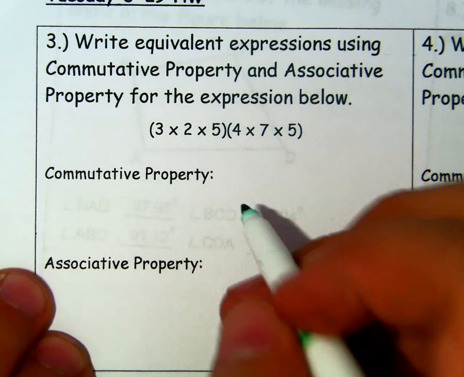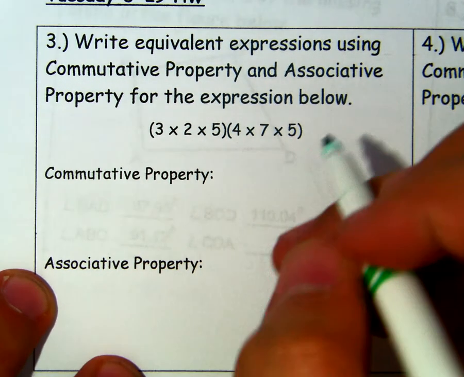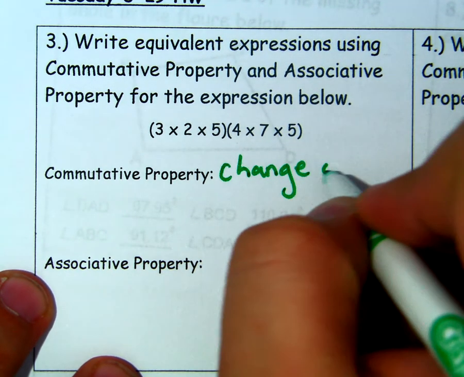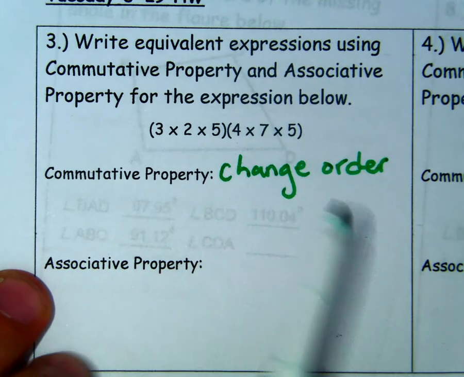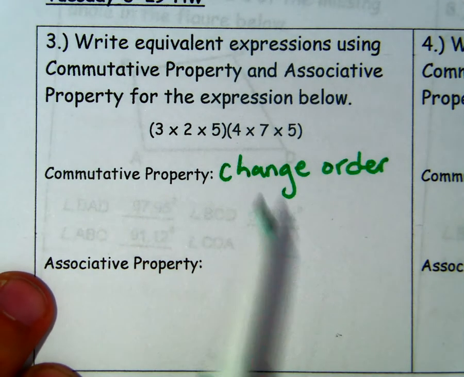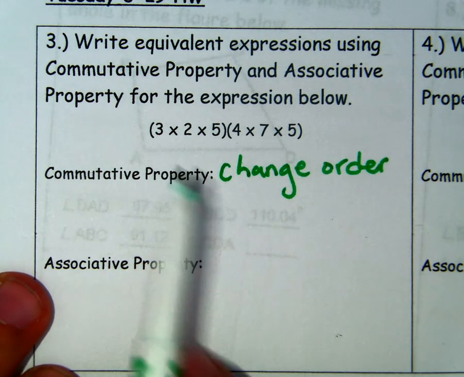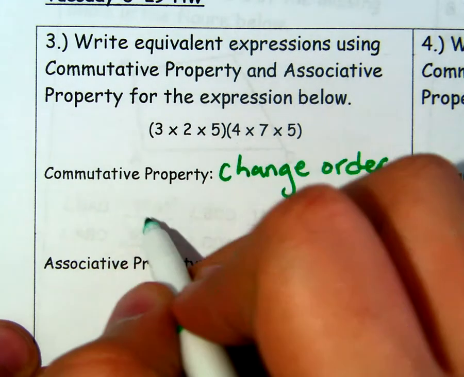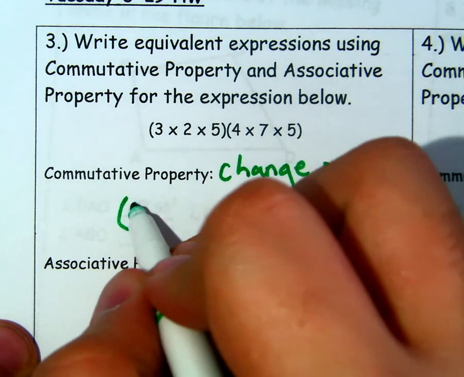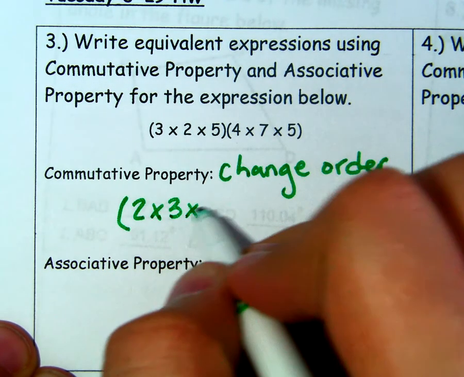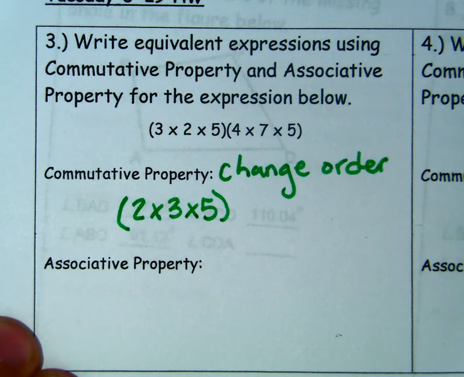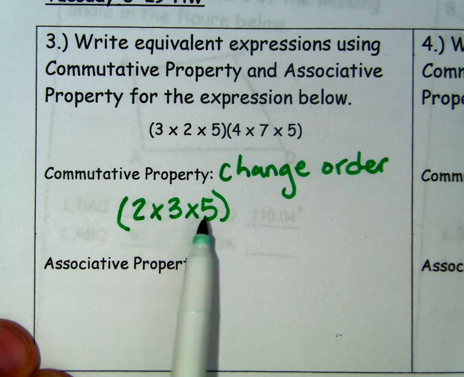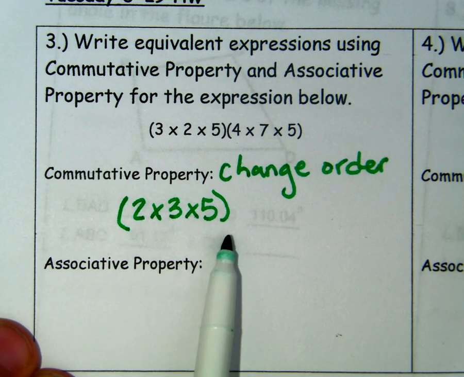So using commutative property, I just want to review what that property means first. The commutative property says that we can change the order, meaning inside of each of these sets of parentheses, I can change the order of the numbers around, and what happens inside of those parentheses is the same thing. So just one of the examples that we could use for commutative property would be 2 times 3 times 5 in the first set of parentheses. Because notice I still have a 3 and a 2 and a 5. I just changed the order that they were in inside of this first set of parentheses.